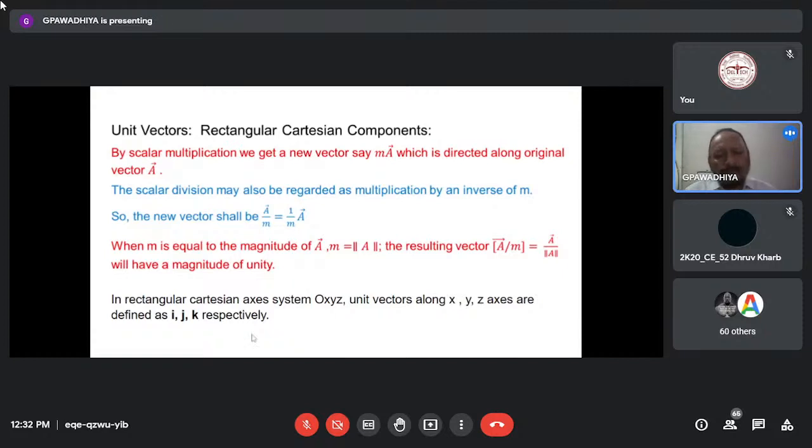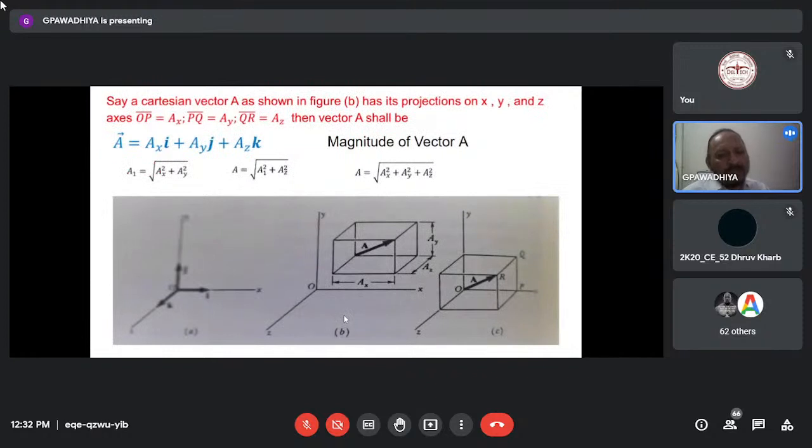And unit vector nomenclature we use to define along the rectangular Cartesian coordinate axes x, y, z: i along x, j along y, and k along z. So these are the definitions we use for defining the unit vectors along the respective axes in the Cartesian coordinate system. Now let's extend this definition to represent a vector in 3 dimensions.